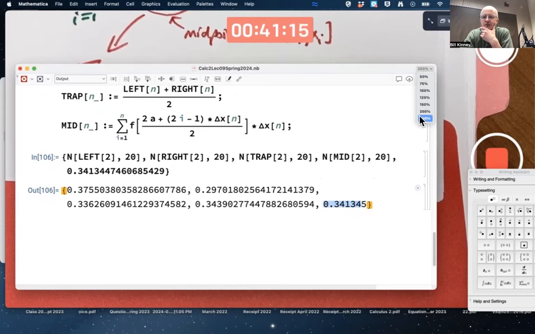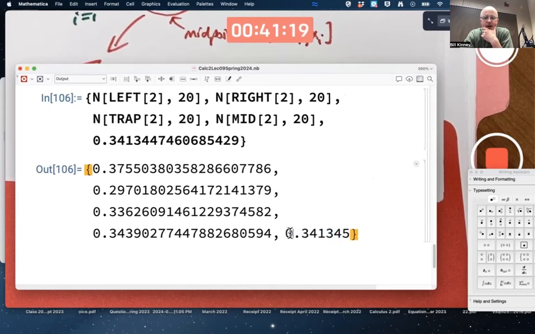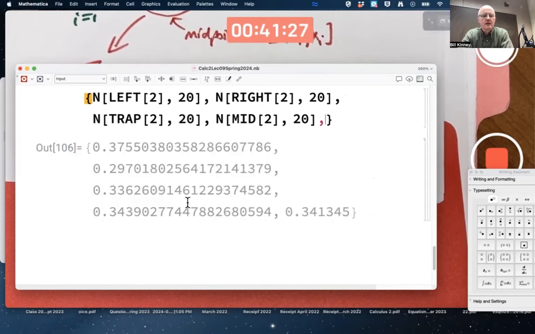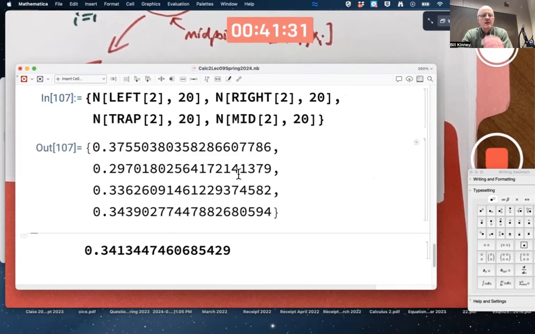take a look at these numbers. What's going on here? There's the quote unquote best answer. Focus on it up there. Let's just retype it here. What's closest? Midpoint rule's best. Left and right are worst. Trapezoids in between. Almost as good as the mid.